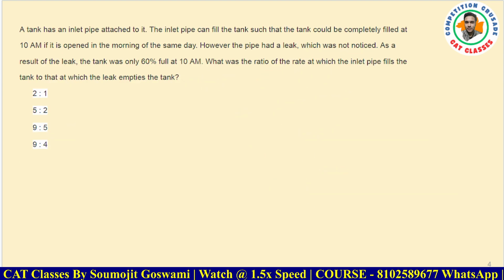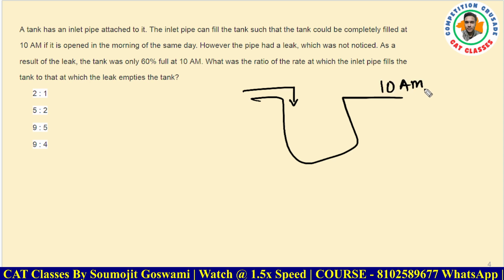This question says a tank has an inlet pipe attached to it. So first of all, let's visualize the scenario. There is a tank. It looks like a tube, but yeah. The inlet pipe can fill the tank such that the tank could be completely filled at 10 AM. So what it says is at 10 AM, it is 100% or 100 liters filled.